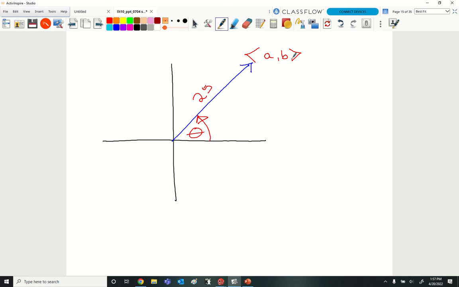I'm hoping I'm answering everyone's questions on this, because it is pretty easy as long as you are following along. It's like finding another triangle. It's just in a different way.